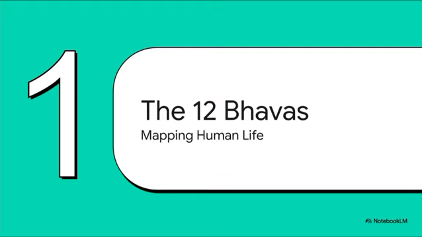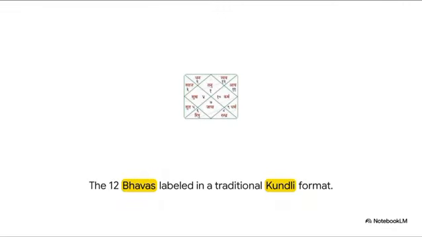Section 1. The 12 bhavas, mapping the dimensions of human life. You know, human life is incredibly complex, right? But the ancient sages managed to systematically divide the entirety of human experience into 12 distinct dimensions, or bhavas. Every possible event, relationship, or psychological state falls into one of these 12 buckets, and the sequence always kicks off right at the top center, the lagna, or ascendant. From there, the houses are numbered, moving counterclockwise, 1, 2, 3, 4, spiraling outward along a fixed geometric path.